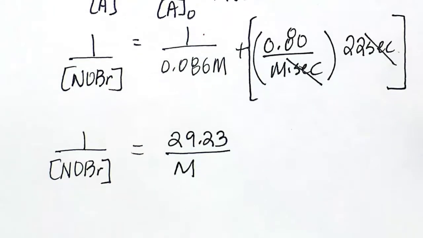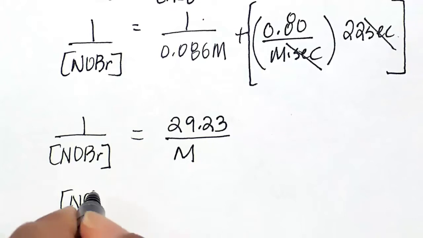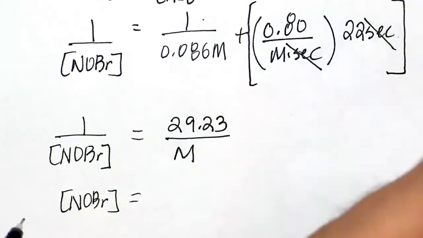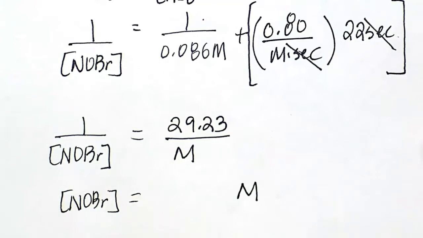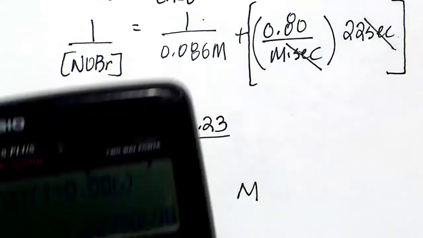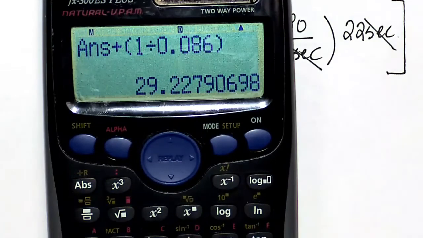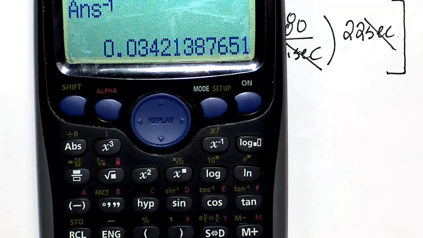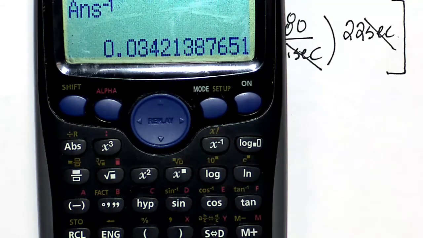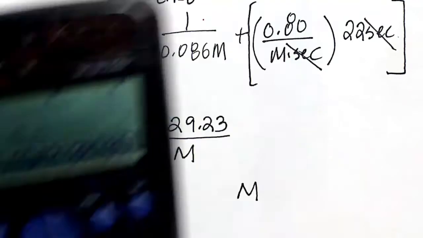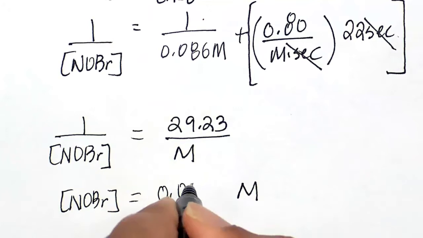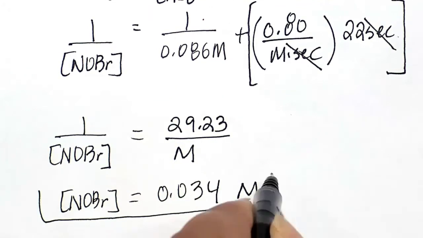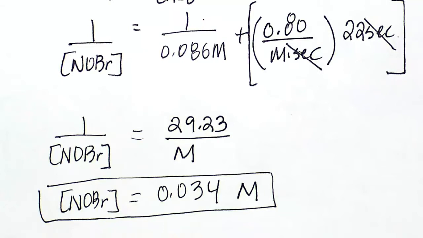Okay, we can flip this. If we flip this, NOBr is going to equal, we flip that, so the M comes back to our normal conventional units we would expect for concentration, moles over liter. So flipping this, we have to flip the 29.23. So 1 over 29.23. On my calculator I have a flip it button or inverse button. So getting about 0.034, and let's put our proper units in of big M, molar. 0.034 molar. So that's the answer we're getting, and the units also come out proper.